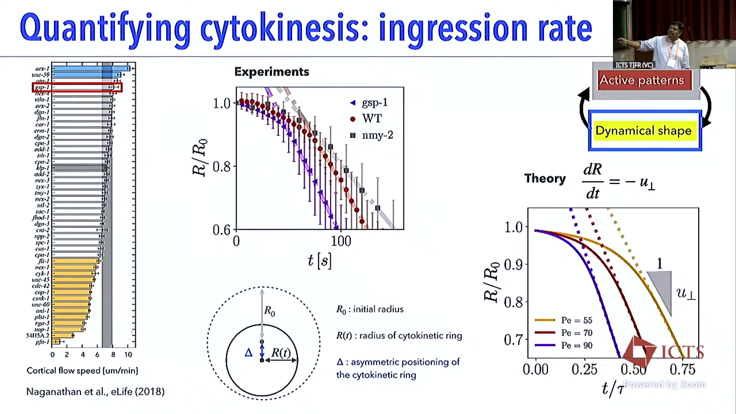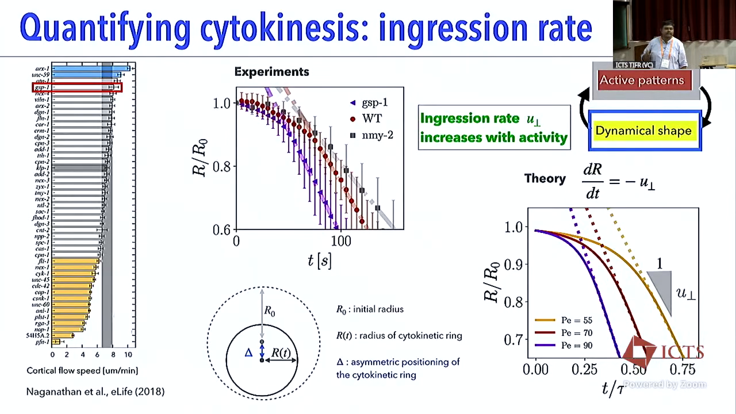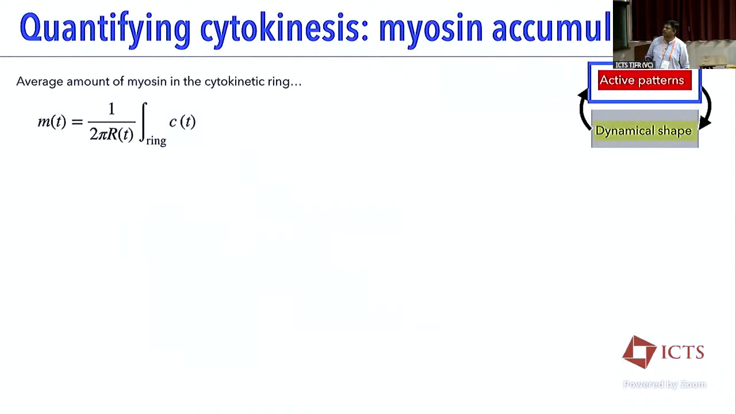An RNAi of non-muscle myosin 2, well, obviously will reduce the flows. Non-muscle myosin 2, NMY2, is the motor that generates the contractile flows. Clearly the slope goes down. So that's something that comes out from the experiments as well.